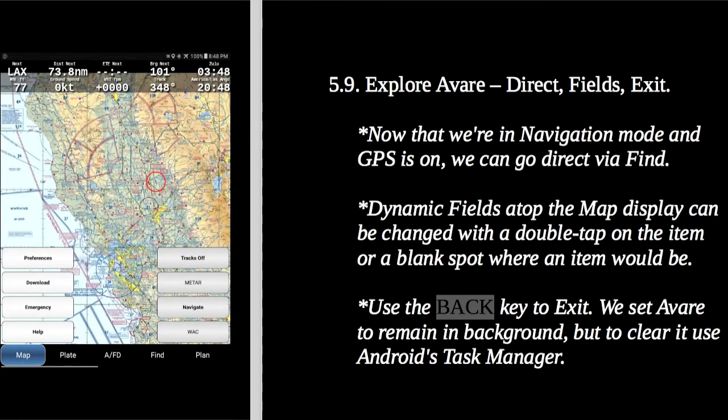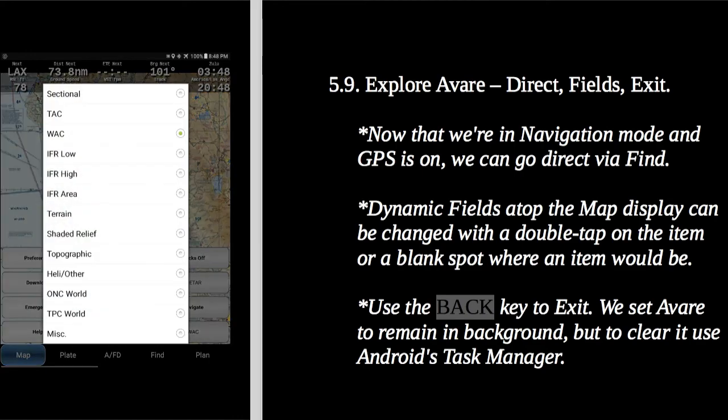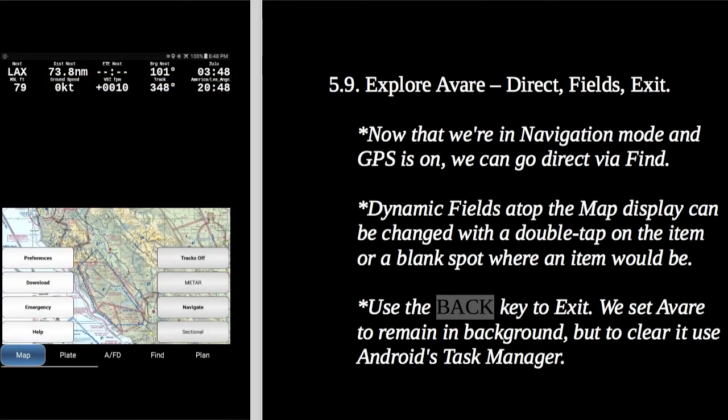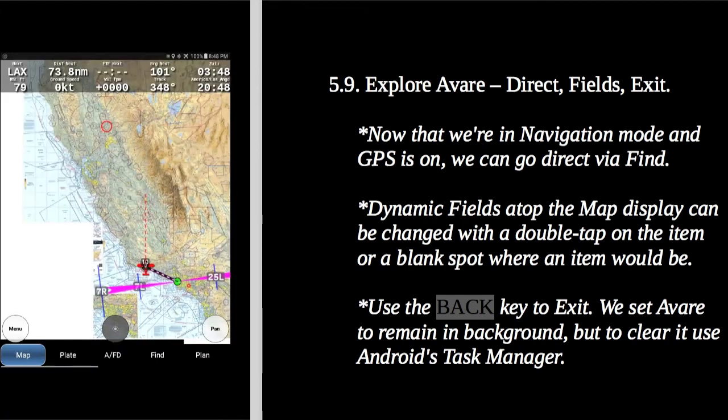The WAC is great for planning, and sometimes I use them in flight too, switching back and forth. Let me go back to this sectional here and show you that if you zoom out far enough, you can also see a wide view, but there's really no detail. You can't really read it, but it could be handy for some things.